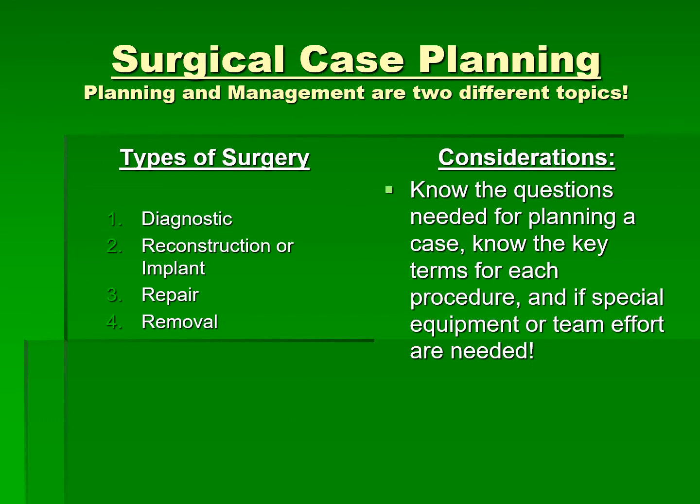So another component of surgical case planning is the type of surgery. And there are 4 basic types that the text covers: diagnostic, reconstruction or implant, repair, and removal. All right, so diagnostic is usually a procedure that's performed to give us a better understanding of what's going on with the patient. A lot of times those are minimally invasive procedures like colonoscopies, diagnostic laparoscopies, hysteroscopies, arthroscopies, any of the oscopies, for the most part, can be diagnostic if they're in the operating room.